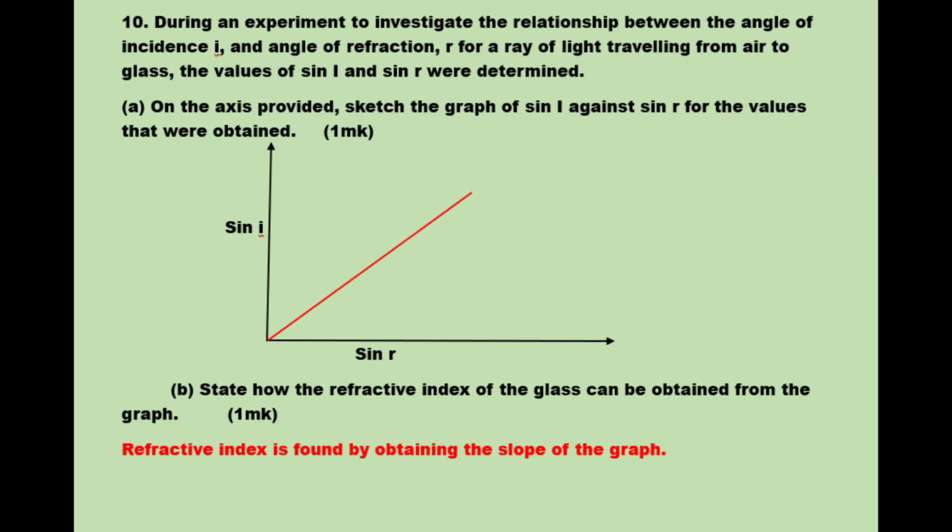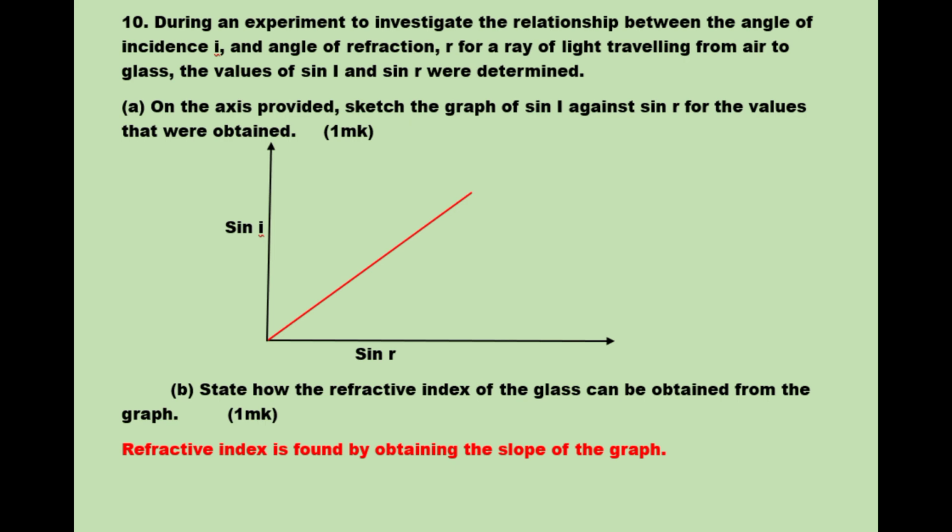Question 10. During an experiment to investigate the relationship between the angle of incidence i and angle of refraction r for a ray of light traveling from air to glass, the values of sin i and sin r were determined. On the axis provided, sketch the graph of sin i against sin r for the values that were obtained. So we have the graph of sin i against sin r, to investigate light traveling from air to glass.